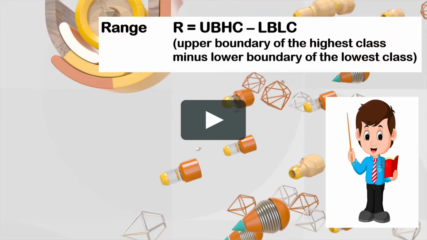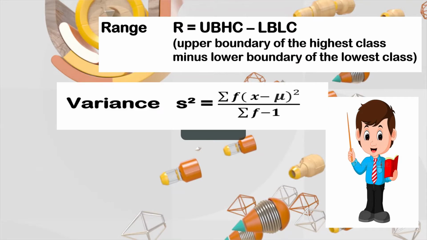For the range, for example, we have R is equal to UBHC minus LBLC. That means the upper boundary of the highest class minus the lower boundary of the lowest class. That's for the range. What about the variance? The variance is equal to S squared is equal to the sum of F times the square of the difference of the class mark and the mean, all over the sum of F minus 1.